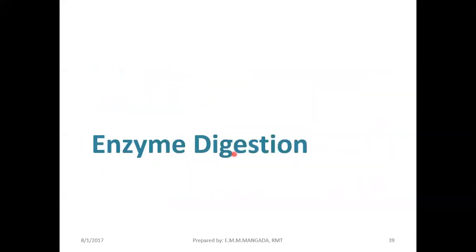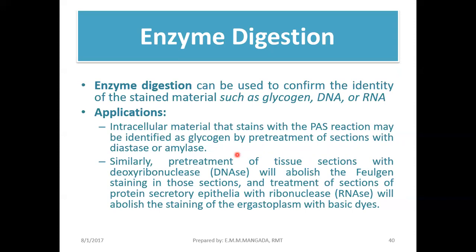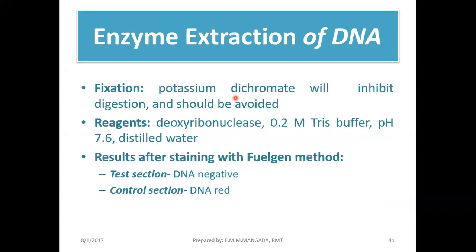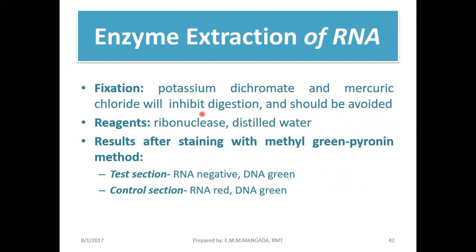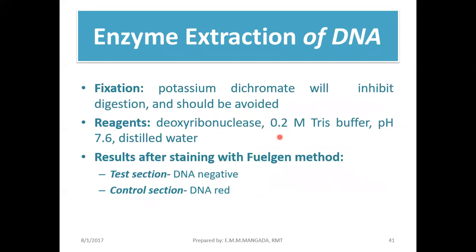Enzyme digestion: its use is of course to confirm the identity of the stain material, if it's really glycogen, DNA, or RNA. So we have there the use of DNase or deoxyribonuclease in enzyme extraction for DNA, and ribonuclease for enzyme extraction of RNA. So please memorize the color result with Feulgen. For Feulgen, DNA is always red. But when you extract it, it becomes negative because you removed the DNA.